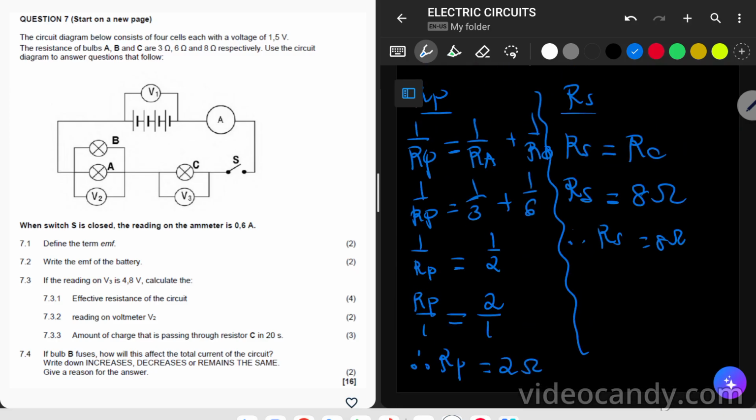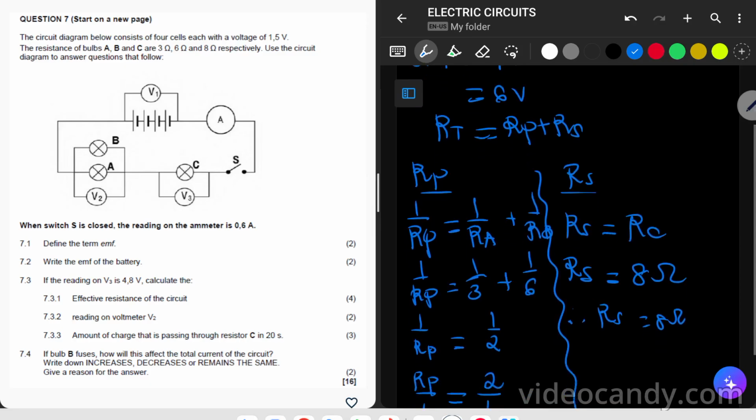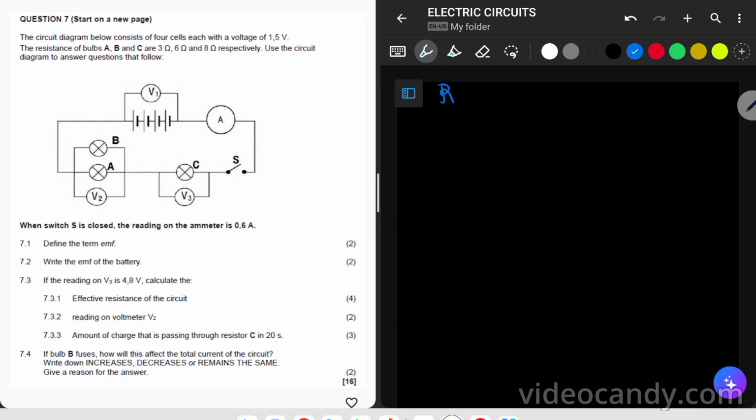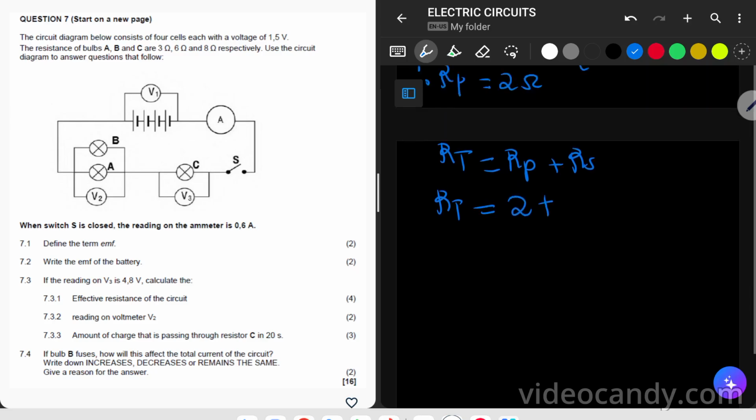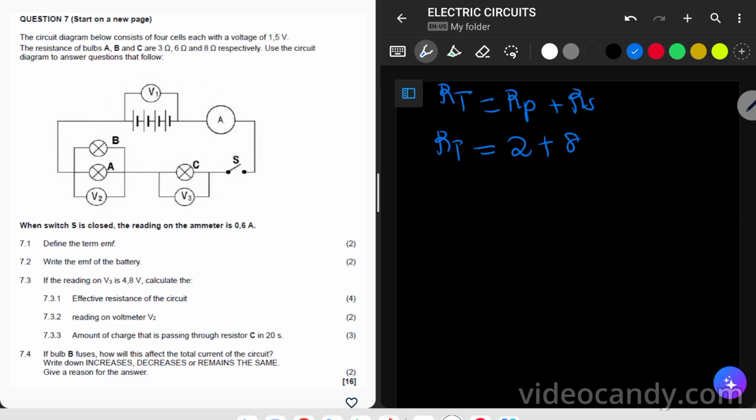But that is not what you're concerned about. You're not concerned about the resistance of resistors in parallel or in series. What you're concerned about is the total resistance of the circuit. You go back to the formula: RT is equal to RP plus RS. R total is equal to R parallel, which you got as 2, plus R series, which you got as 8. Therefore, R total will be 10 ohms. That means the total resistance of the circuit will be 10 ohms. I hope you understand.